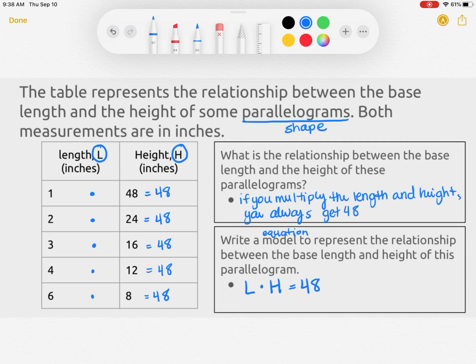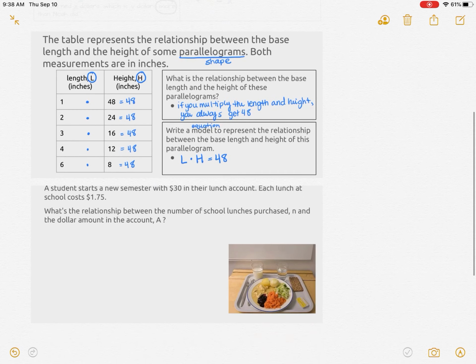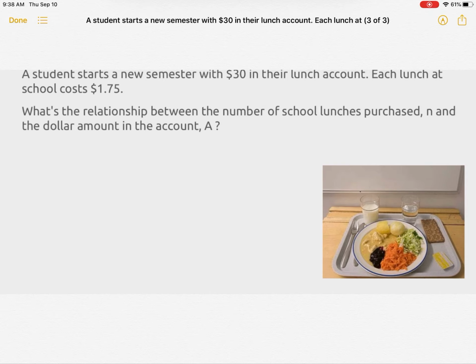So once you find the relationship, you just need to put it in words and then put those words into an equation. Okay. Now let's do one more. This time we don't have a table. We are going to try and figure out the relationship based on this scenario in words.